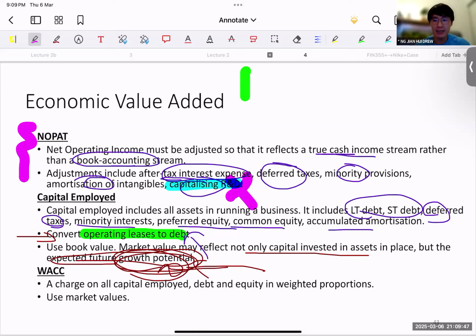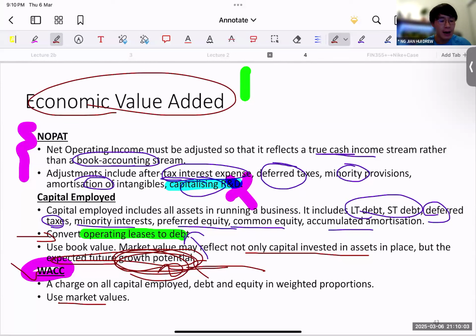Last but not least, let's consider the WACC. This one is using market value. WACC is always market value. There's no debate on it. What you notice here is quite interesting. For your EVA, you're using a mixture of market value and book value in your assessment. So be very cognizant of what is market value and what is book value, because it's important. Not everything is market value.